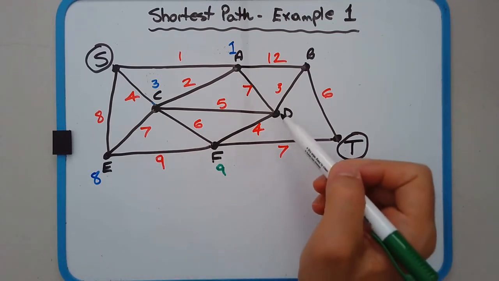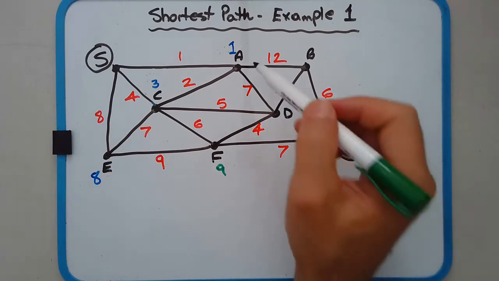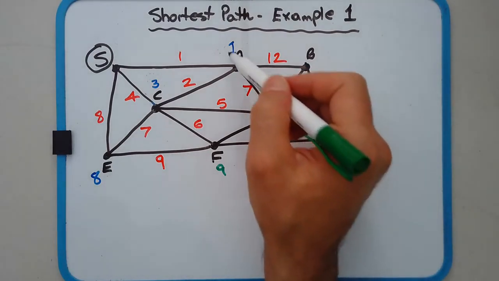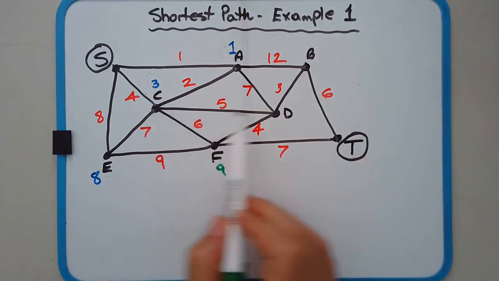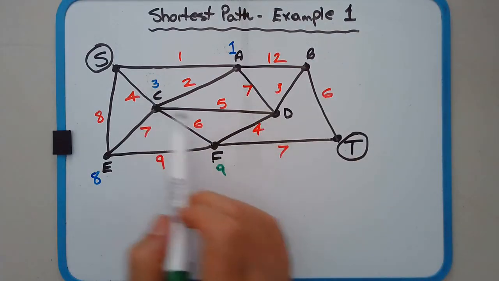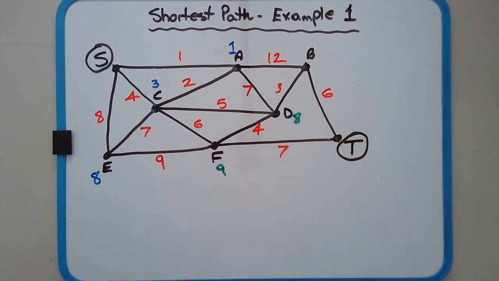Now, to get to vertex D, we can either go AD. Okay, so 1 plus 7, which is 8, or we can go CD. Okay, also that's 3 plus 5, which is also 8. So we can put an 8 there. So they happen to be equal in length. That's okay. That can happen.